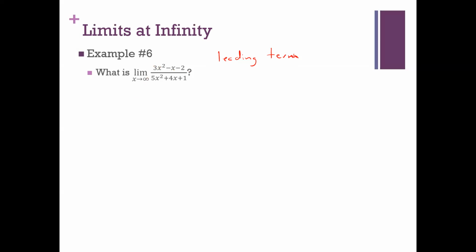The leading term of a polynomial? It might not be the first one. It's always the one with the highest power of the variable. So basically what I'm saying is this: the limit as x approaches infinity of this thing here is equal to the limit of this. Are we okay with me saying that?